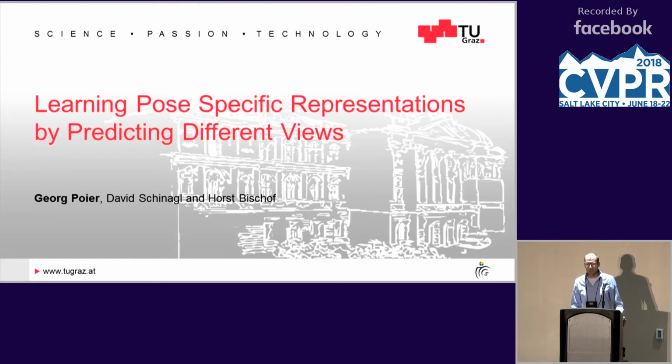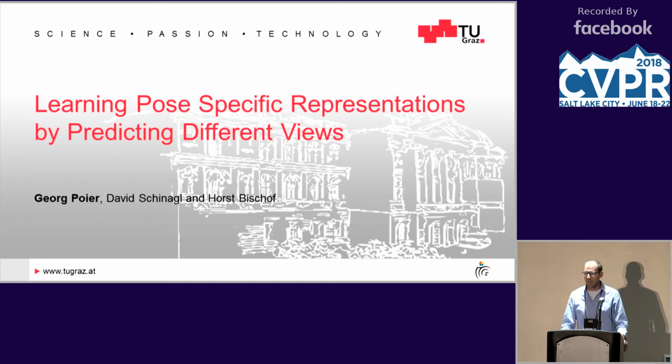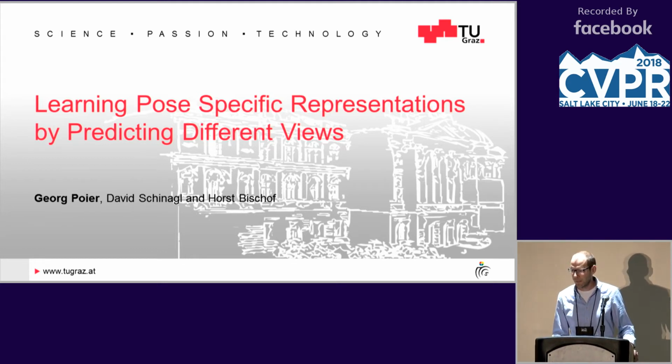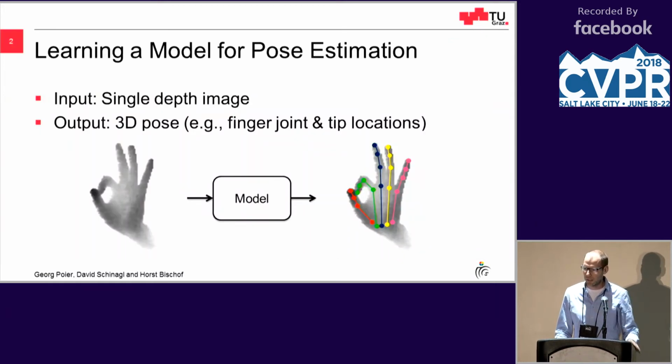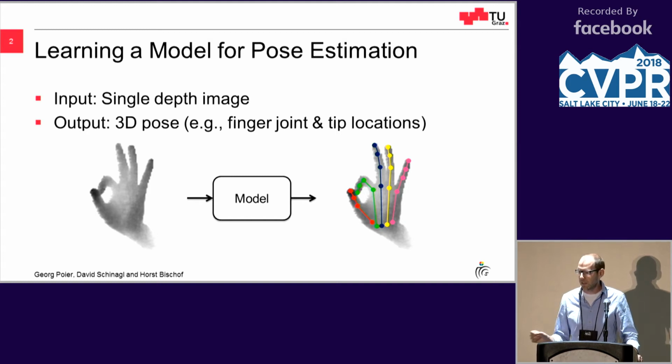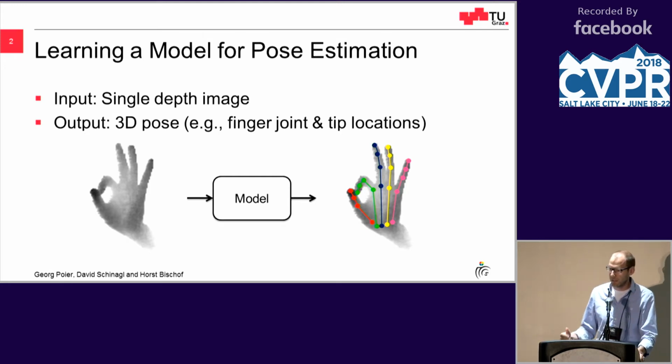We found a conceptually extremely simple method to improve pose estimation by using unlabeled data. But let me first tell you about the final task. We are given a single depth image, and we want to estimate the pose of the hand. This is usually given by 3D positions of the joints and fingertips, and we want to learn a model to do this.